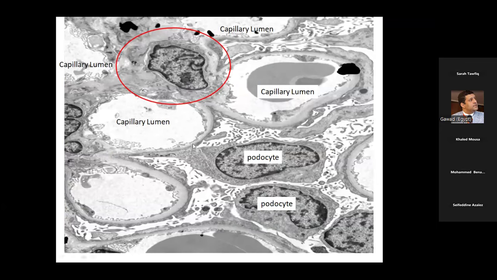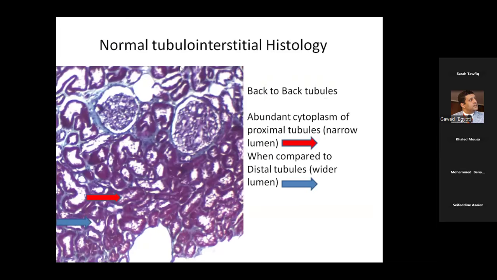The capillary lumen should be empty. That's a podocyte nucleus. That's a mesangial nucleus. Actually, the mesangial area should have just two mesangial cell nuclei, not thicker. And as we said, it should have a maximum of three nuclei per mesangial region.